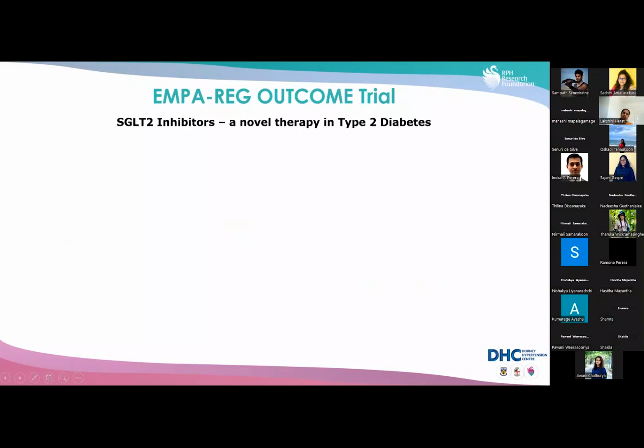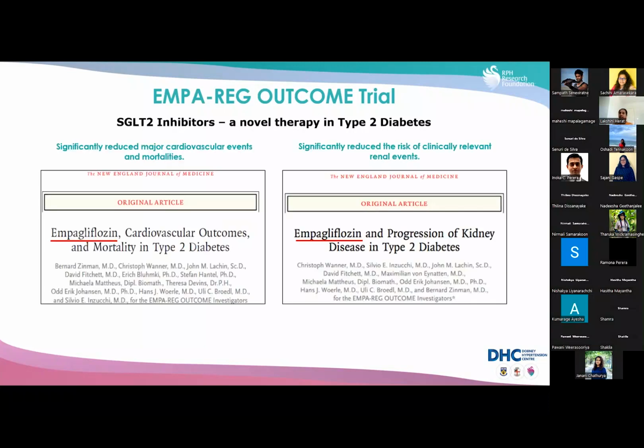So as I mentioned earlier, SGLT2 inhibitors are basically considered a novel therapy in type 2 diabetes. For instance, landmark clinical trials such as the EMPA-REG OUTCOME trial have shown that the SGLT2 inhibitor empagliflozin significantly reduces major cardiovascular events and mortalities, and also significantly reduces the risk of clinically relevant renal events.